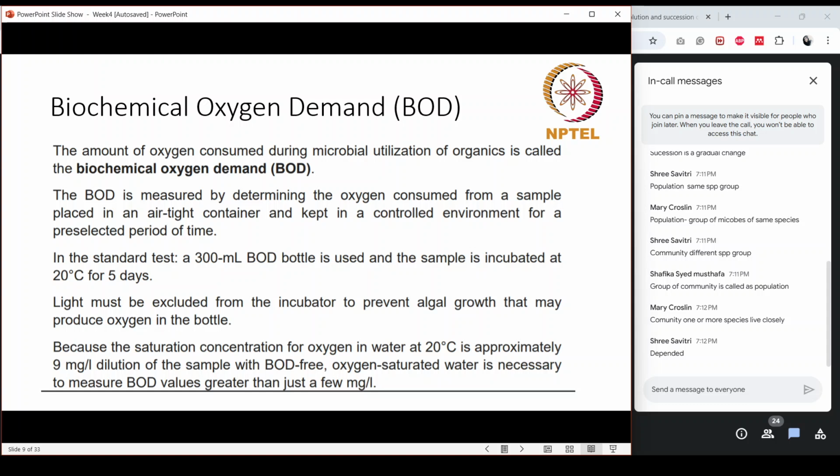Another most important thing is that light must not be allowed in the incubator. These bottles should be kept in the dark. Why? Because if there is light, we know in the samples there are chances of algal cells as well. If there are algal cells and they get any light, they will start growing, and when they start growing, they will start producing oxygen. So we will not get the realistic BOD value, because what we are doing is measuring oxygen at the initial level and after 5 or 3 days depending upon the time we have.